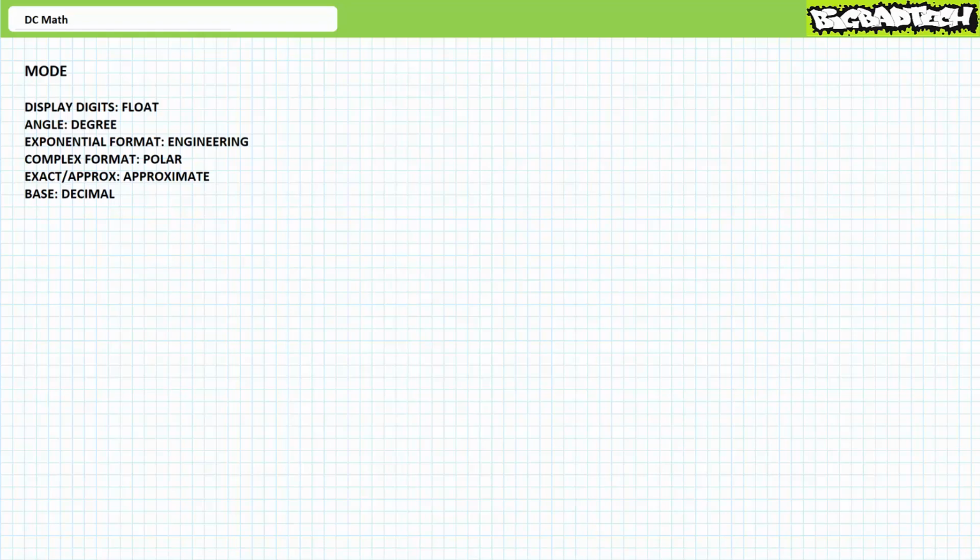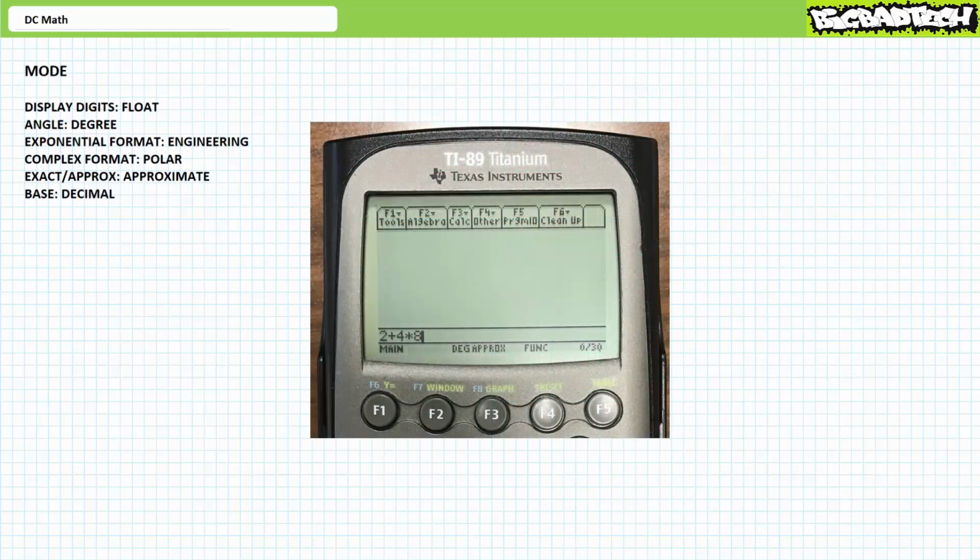Allow me to demonstrate. Consider the original expression 2 plus 4 times 8. Enter it as 2 plus 4 times 8. Press enter. As we might expect, the calculator applies the order of operations such that the multiplication receives higher priority than addition and returns a value of 34.